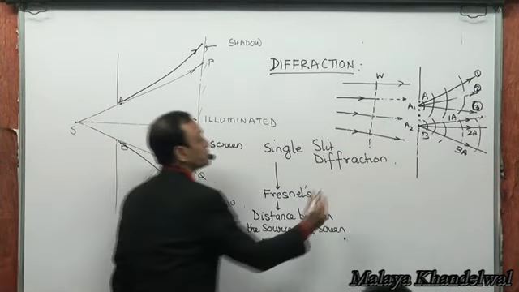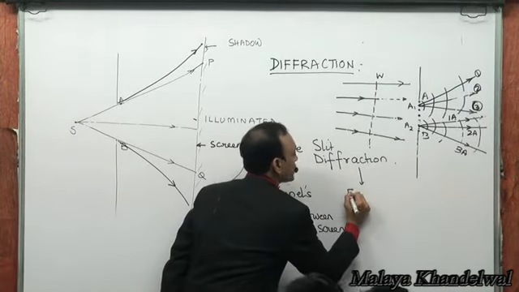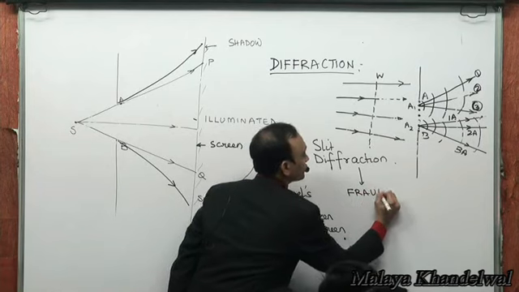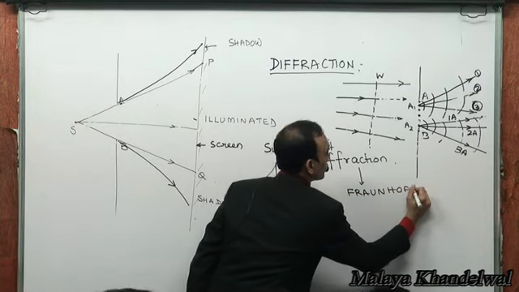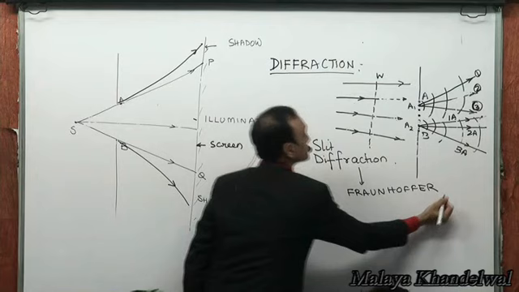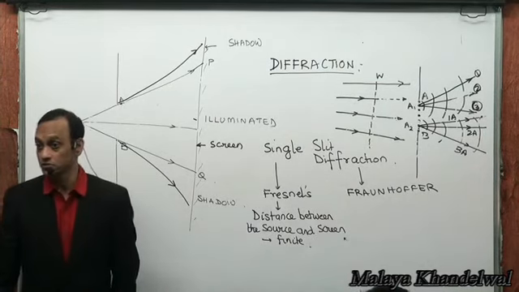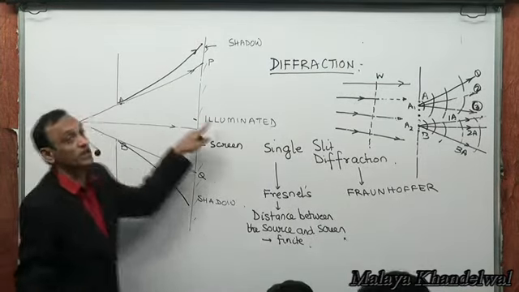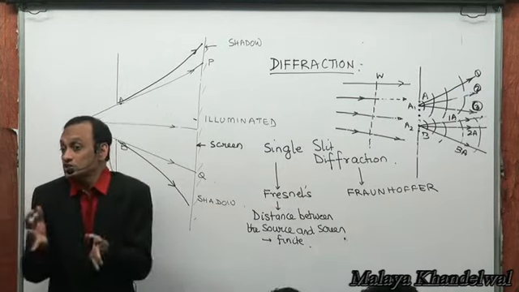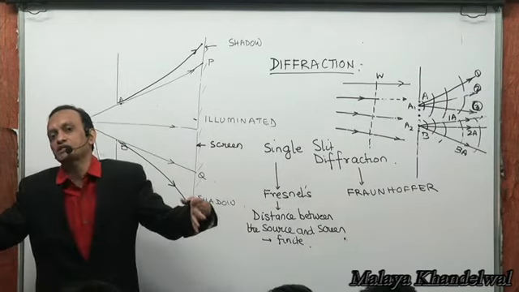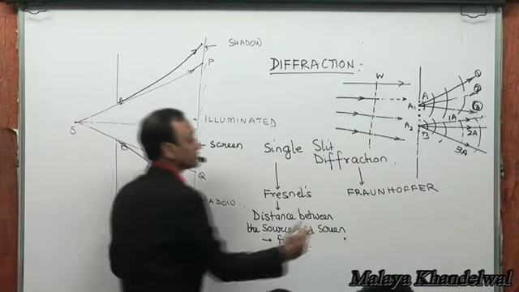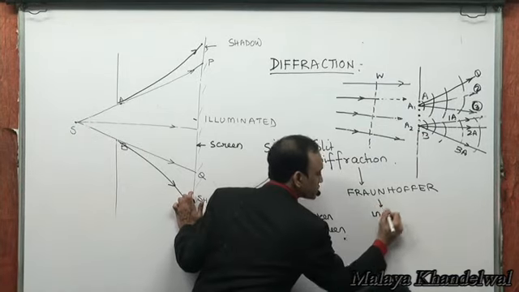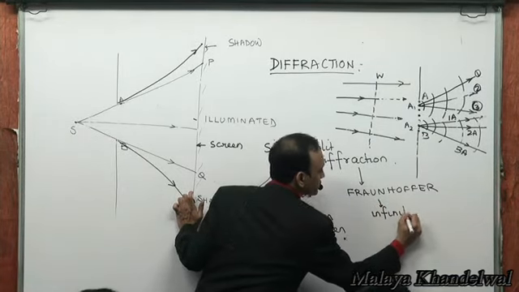The other kind of arrangement is what is referred to as Fraunhofer's arrangement. In a Fraunhofer's arrangement, the distance between the source and the screen is infinite. The effective distance between the source and the screen is infinite.